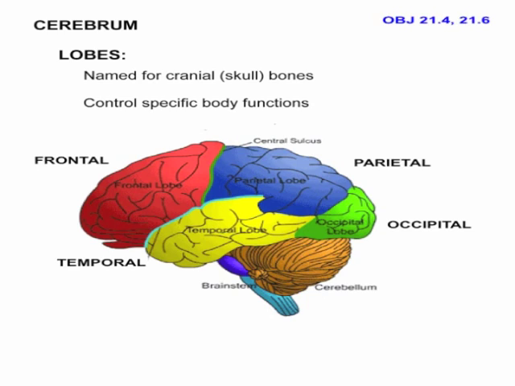The cerebrum is also further divided into 4 lobes. The lobes are named for the cranial or skull bones and control specific body functions. The frontal lobe controls thought processes, behavior, personality, and emotion. The parietal lobe controls body sensations, visual and spatial perceptions. The occipital lobe controls vision, and the temporal lobe controls hearing, understanding, speech, and language.